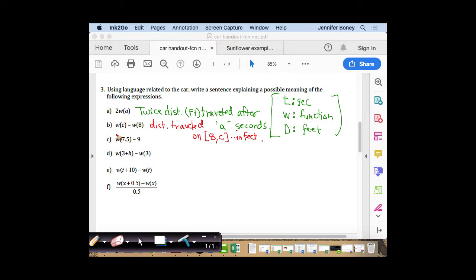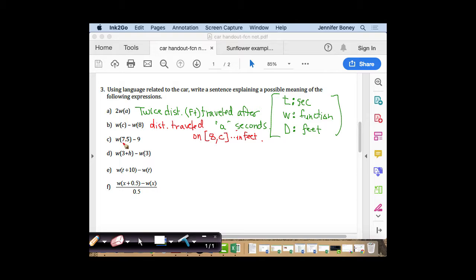this and the two below it, C through E, would all have to be the same sort of thing. Talk about distance traveled during a specific interval. Although for part C, well, the distance traveled between, I don't know when this is, and times 7.5.